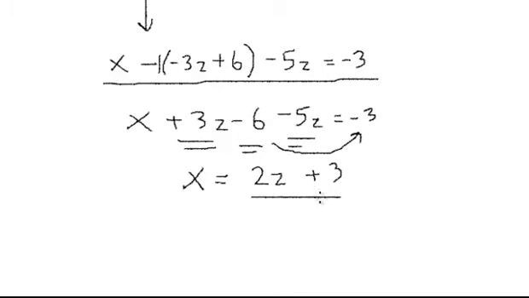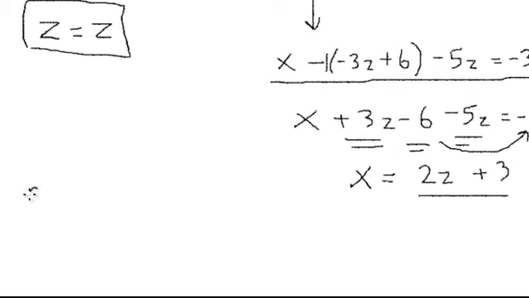So there we go. So here's how you write the solution. Okay, x, y, and z. X is 2z plus 3. Y is negative 3z plus 6. And z is z. So believe it or not, that is how you write the answer.